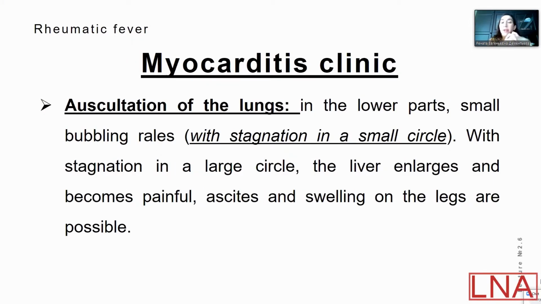During auscultation of the lungs, in the lower part, we can assess small bubbling rales due to stagnation of the blood in the system of pulmonary circulation, due to developed damaging of the left ventricle and left atrium, increasing pressure inside these chambers and leading to stagnation of the blood. With stagnation in the large circle, we can detect that the liver enlarges and becomes painful, and ascites and swelling of the lower extremities. Also, we can detect heart failure in the two circles, the small circle of circulation and the large circle of circulation.